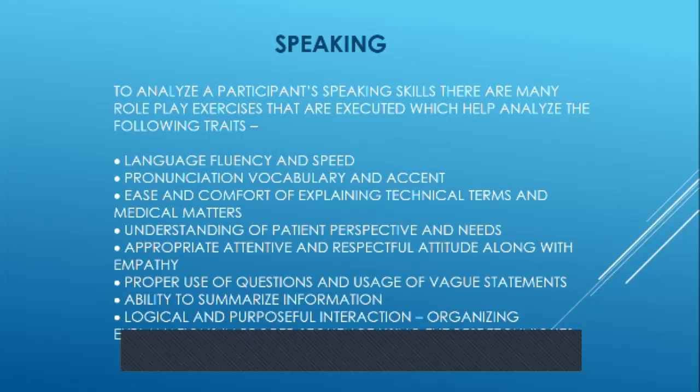Okay, so now let's see what are the skills required that are executed, which help analyze the following traits. First is language fluency and speed. So how fluent you are with the language, right? And do you speak too fast or do you speak too slow? It should be moderate. Language fluency means you should not have too many fillers, right? Moderate. Pronunciation, vocabulary, and accent.